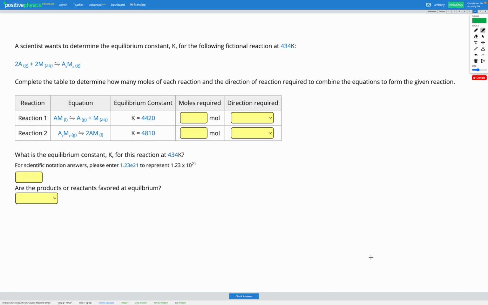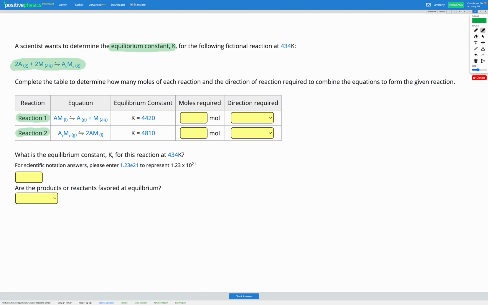In this question, a scientist wants to determine the equilibrium constant, K, for the following fictional reaction at 434 Kelvin. Here's our fictional reaction: 2A plus 2M in our reactants and A2M2 in our products. We're also given two reactions down here, reaction 1 and reaction 2, and we're given the equilibrium constant for those reactions.